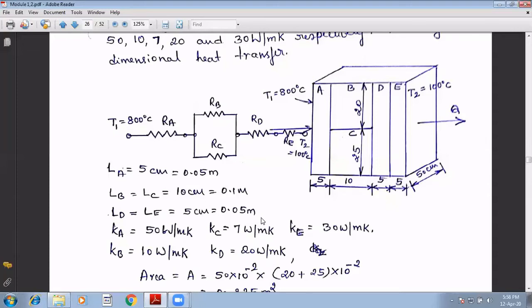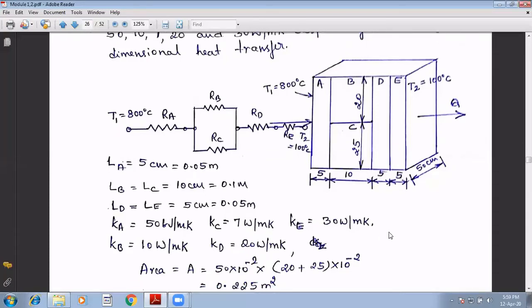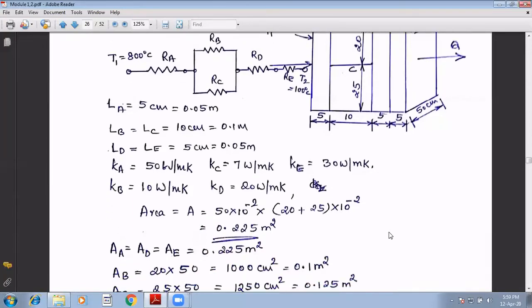Now what you need to do is calculate the heat transfer. You know that heat transfer is total temperature drop divided by total resistance. So resistance at this point can be calculated. This is the thickness L over K into A. Area is nothing but 50 multiplied by 45 into 10 to the power minus 4. That comes to 0.225 meter square, and that is the same for slab D as well as slab E.